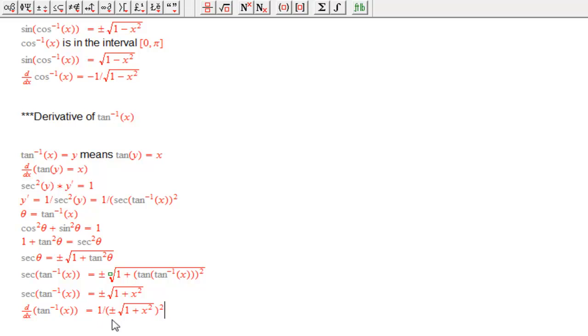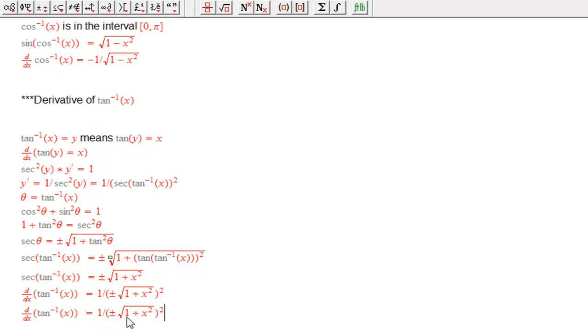Okay, and notice that I got a plus or minus here, but it gets squared, so it goes away. I got a square root, so it goes away. And we have that the derivative of the inverse tangent function is just 1 divided by 1 plus x squared. Okay, 1 divided by 1 plus x squared. If you want to write that as a fraction, then that's 1 over 1 plus x squared.